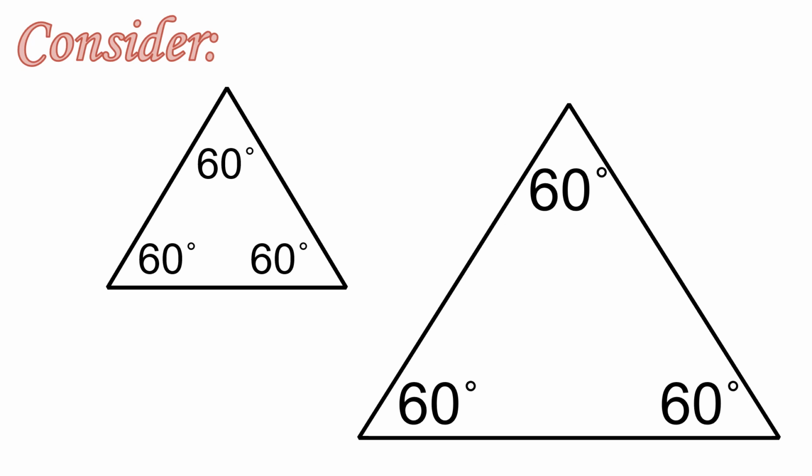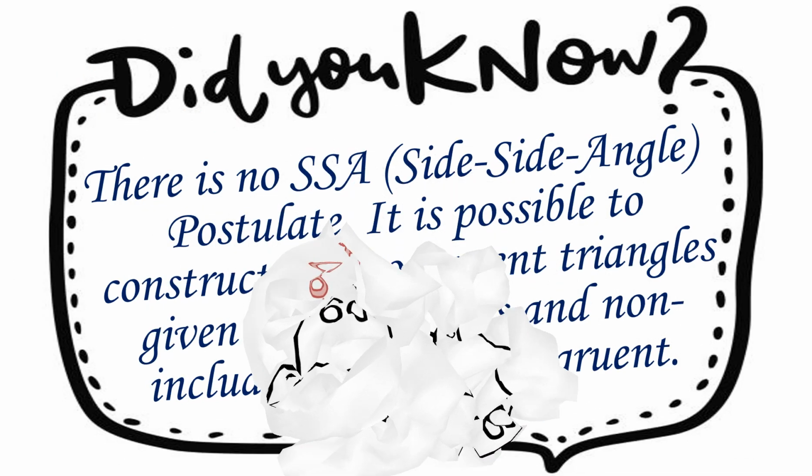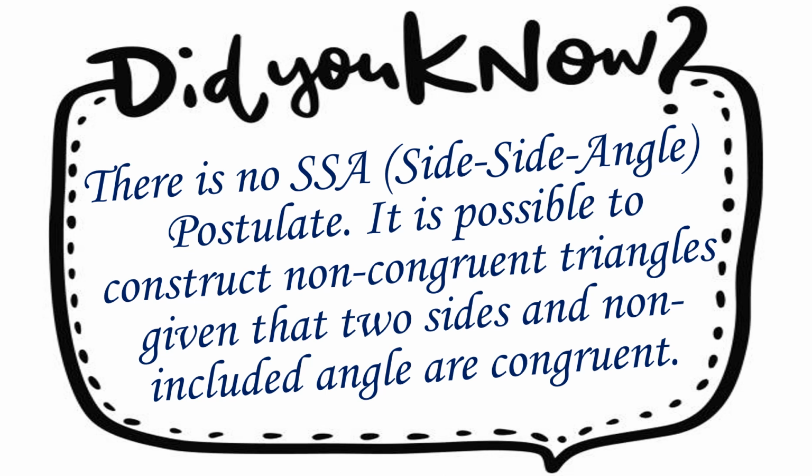And aside from that, there is no side-side-angle postulate also, because it is possible to construct non-congruent triangles given that two sides and a non-included angle are congruent. Take a look at my example.